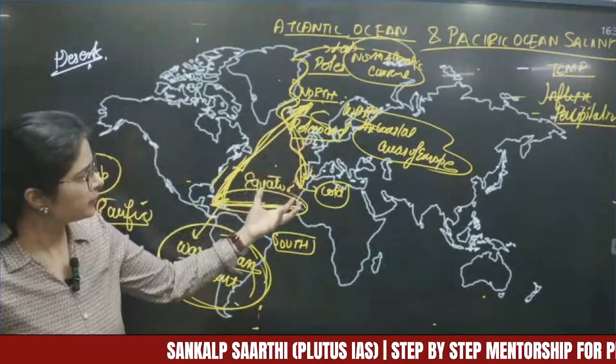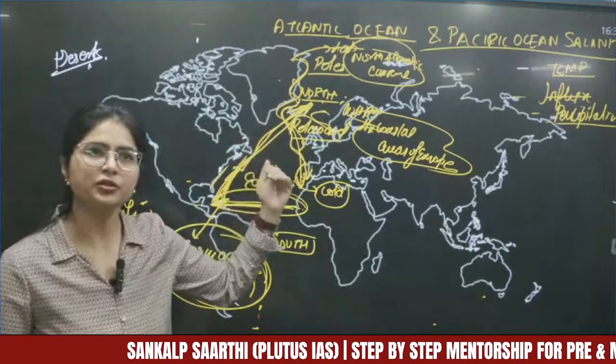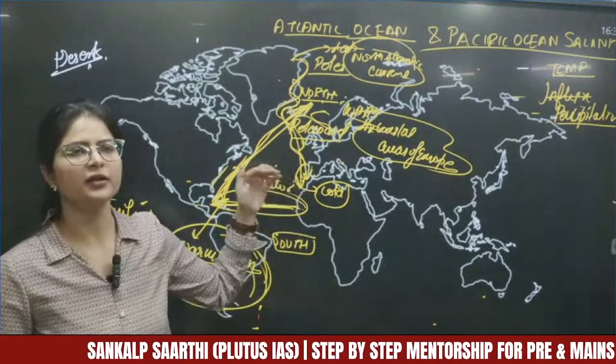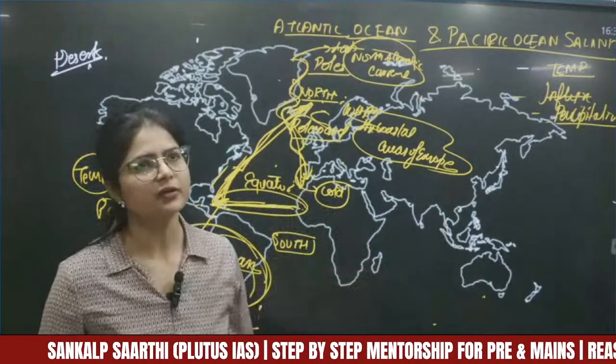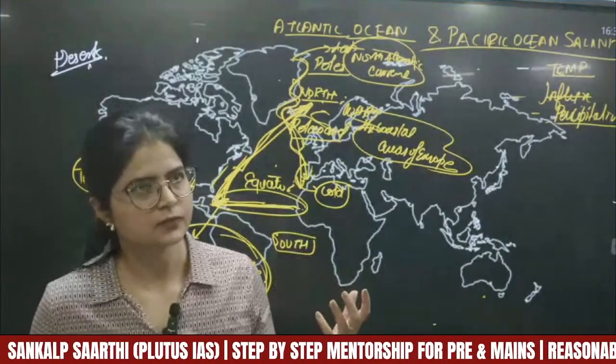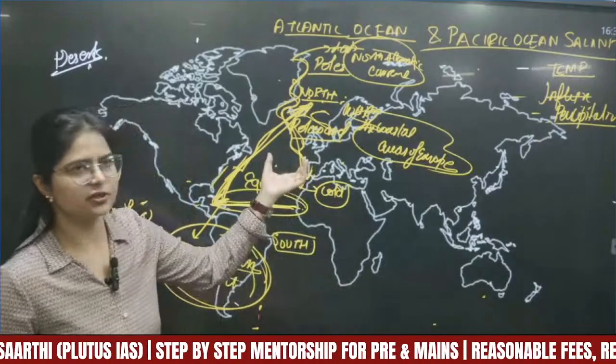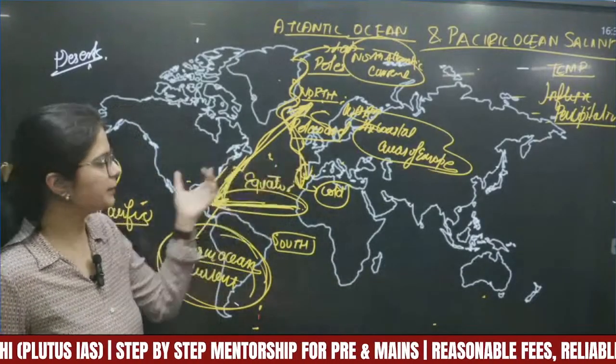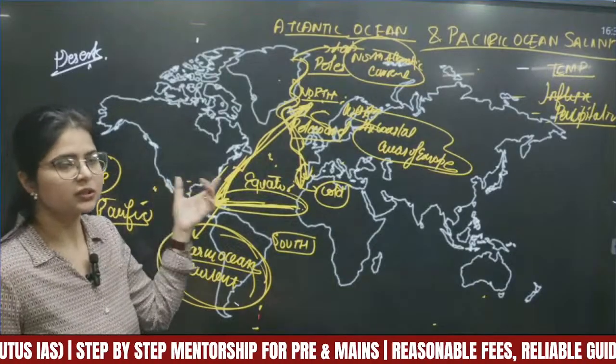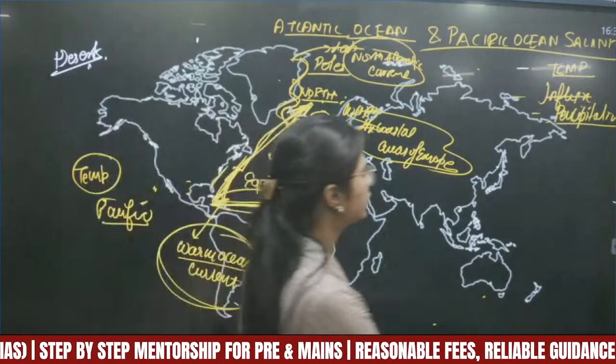When the evaporation is here, but the precipitation is not happening over here, definitely it would increase the salinity of the area. Okay? It would increase the salinity of the area. Why? Because precipitation is less as compared to the Pacific Ocean. Third factor, influx of rivers.